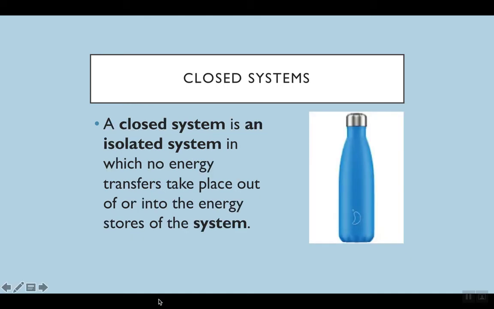A closed system is an isolated system in which no energy transfers take place out of or into the energy stores of the system. Energy can be transferred between energy stores within a closed system. The total energy of the system is always the same before and after any such transfers, and we'll look at that in future lessons.